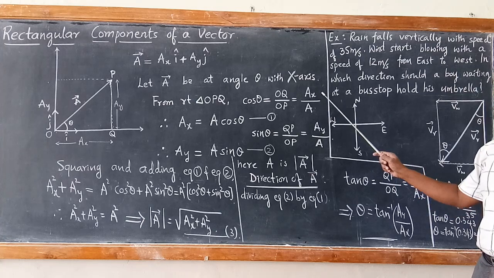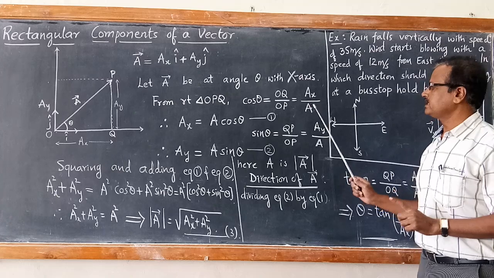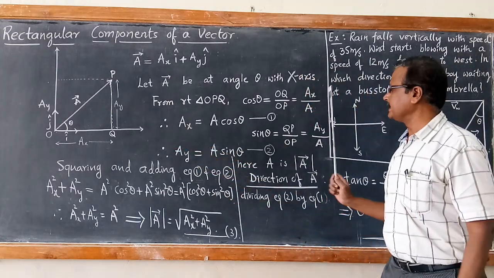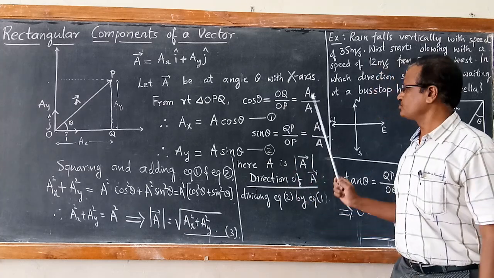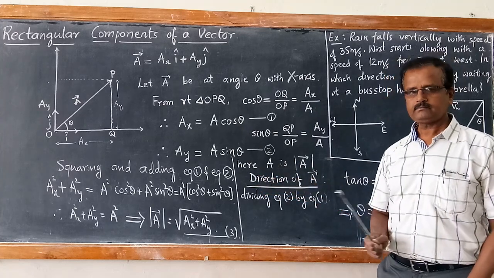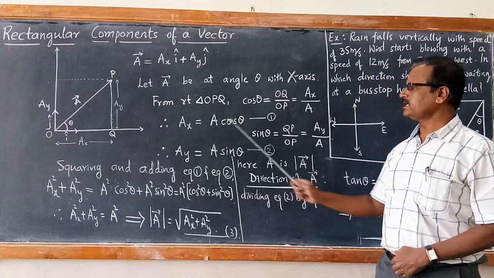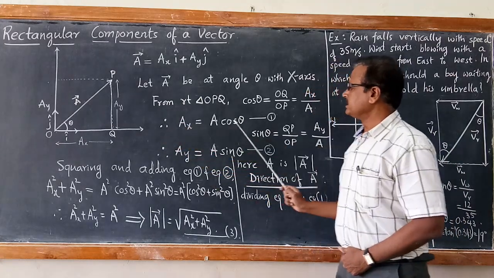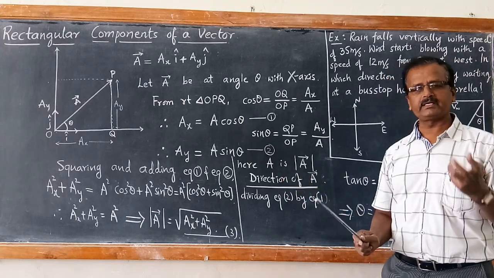AX is the x component which we want to find out, and A is the magnitude of vector A. Then take this A to the left hand side, thus we get AX is equal to A cos theta. Let us call this equation 1. That's how I find the value of the x component of the given vector A in terms of the angle subtended by the vector, theta, and the magnitude of the vector A.